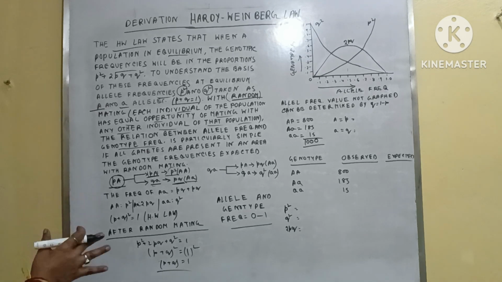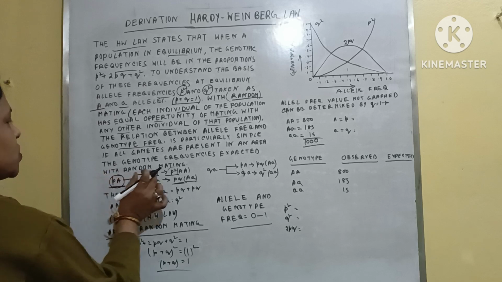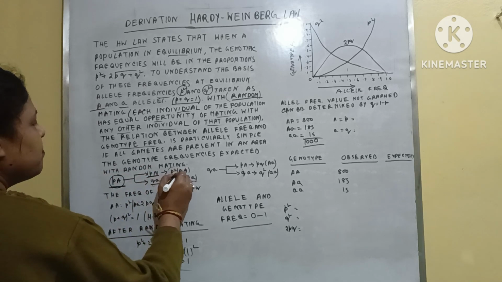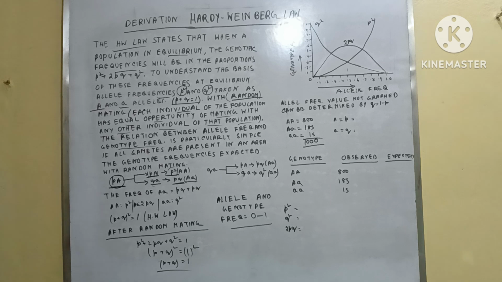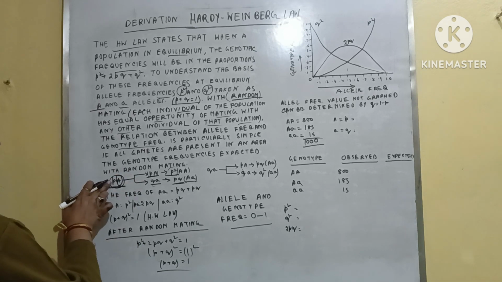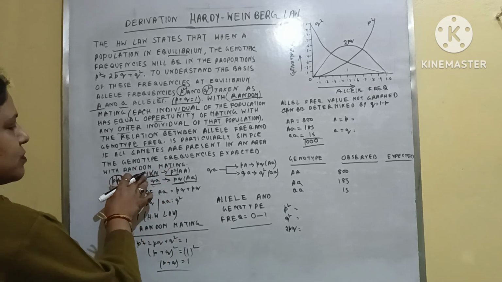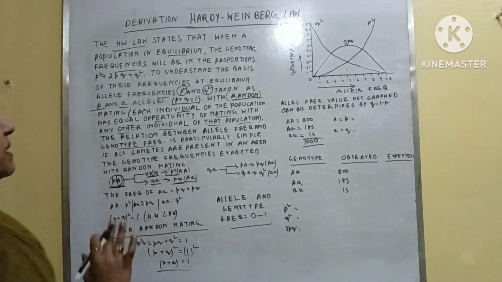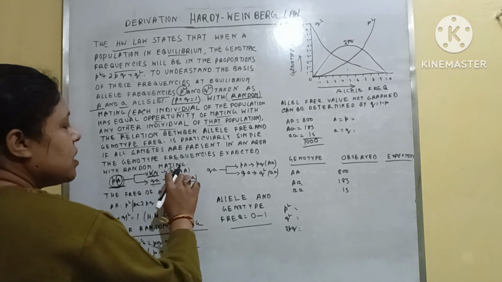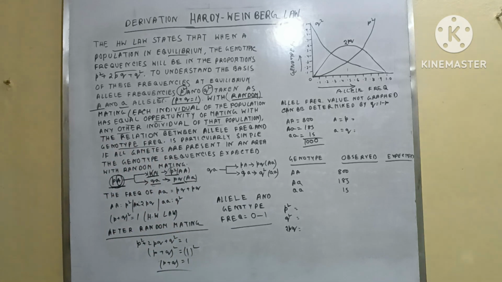Again I repeat how this is formed. If small pA crosses with small pA, that gives p square. Or you can say if small p breeds with small p, it forms p square, which is the homozygote form, capital A capital A. Clear?